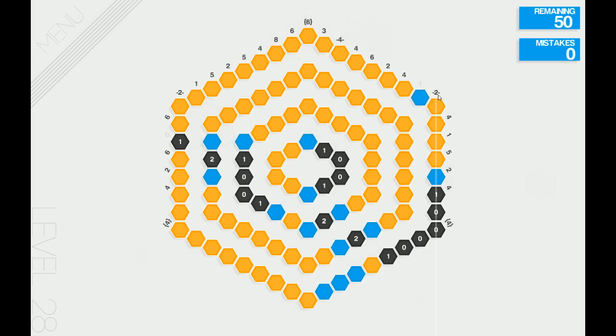For the column next to it with the -2, we know the 2 can't be connected, so we can eliminate that one right there, which will help us completely solve for that column.